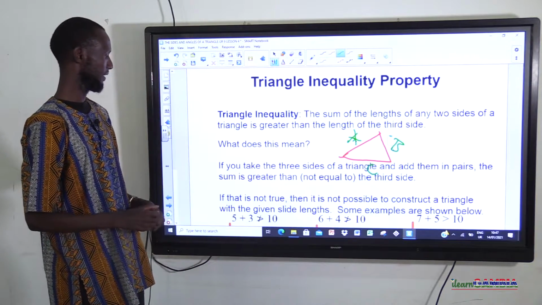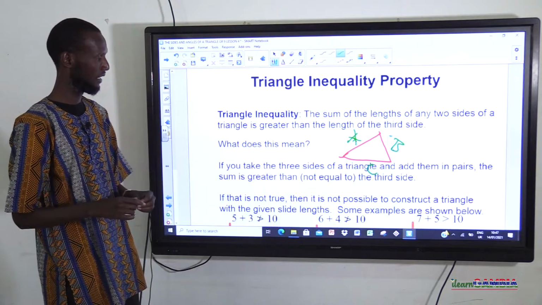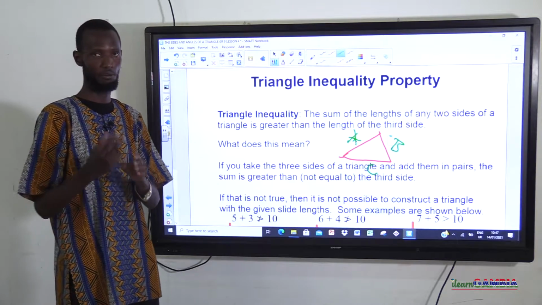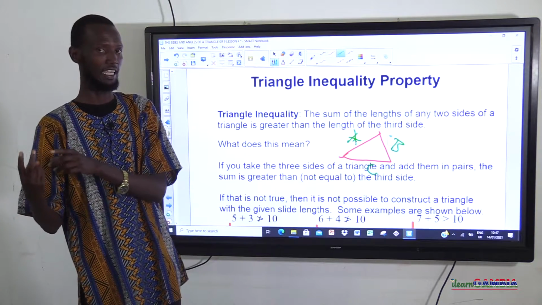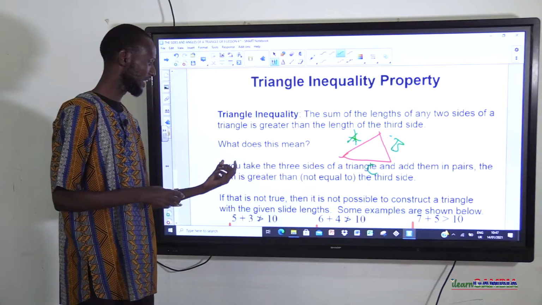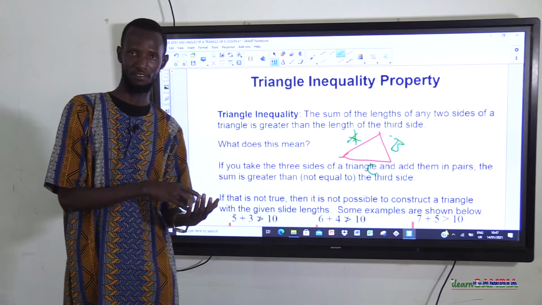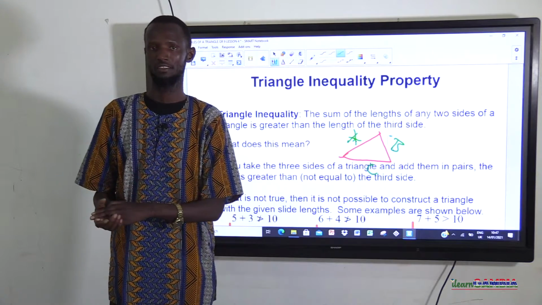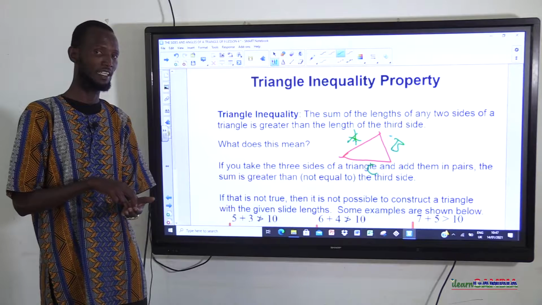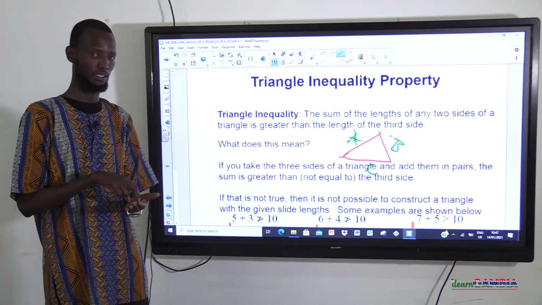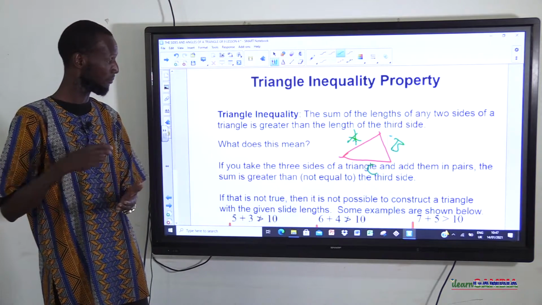So what does this mean? If you take the three sides of a triangle and add them in pairs, pairs meaning in twos, that means you add two sides at a time. The sum is greater than, and not equal to, the third side. That's just an emphasis there: if you take any two sides of the triangle and add them up, your sum has to be greater than the third side. It cannot be equal to it, and it cannot be less than it. It has to be more.